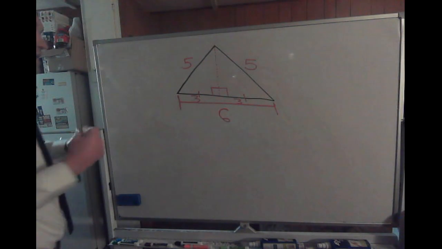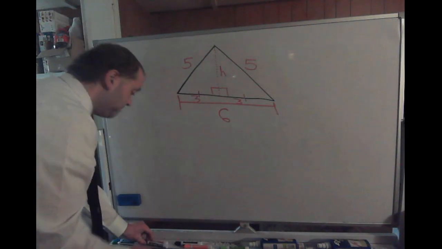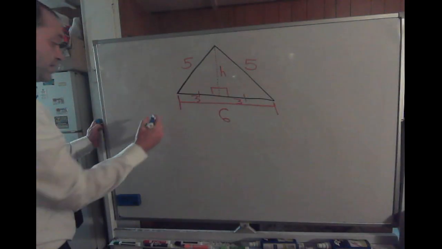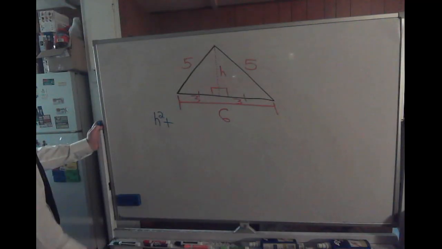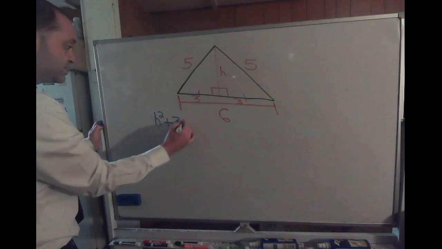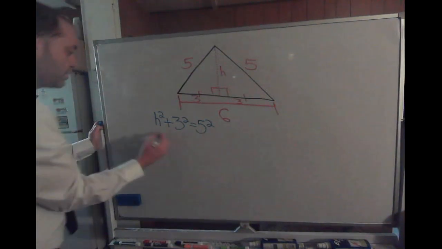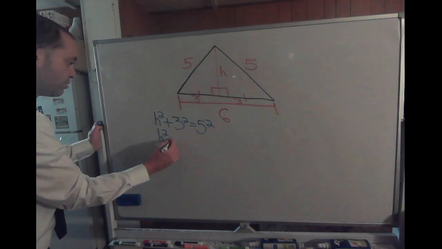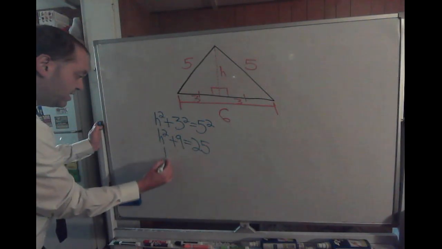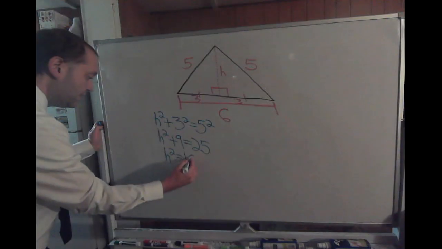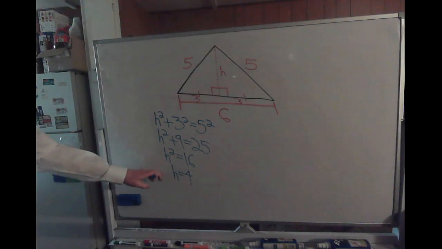So now we can easily ascertain the height. What we have to do here to find the height is just use the Pythagorean theorem. So you'll take your height squared plus the length of your other side here, which would be 3 squared, and set that equal to the length of your hypotenuse squared, which would be 5 squared. So then you get h squared plus 9 equals 25, which gives you h squared equals 16, which gives you a height of 4. So we found the height to be 4 units.